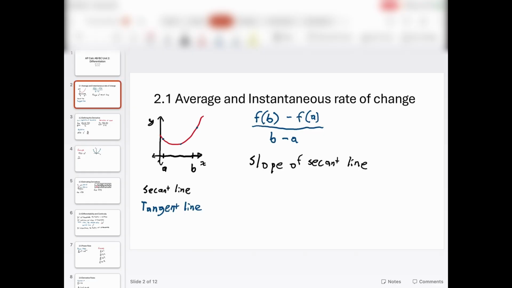So let's look at the average and instantaneous rate of change. The average rate of change between 2 points is a slope formed by the secant line between the 2 points, and it can be given by f of b minus f of a over b minus a, while the instantaneous rate of change is the slope of the tangent line.